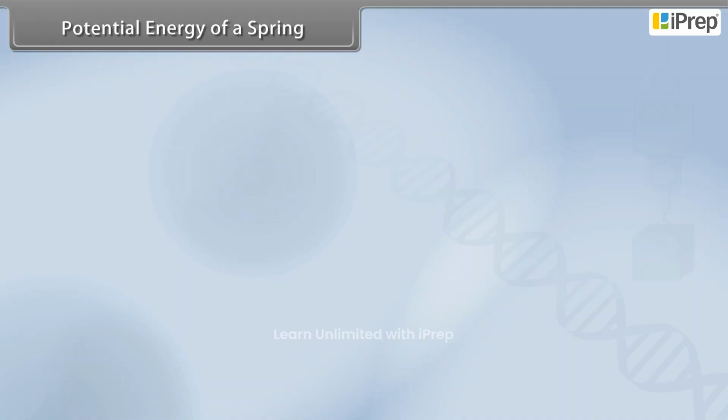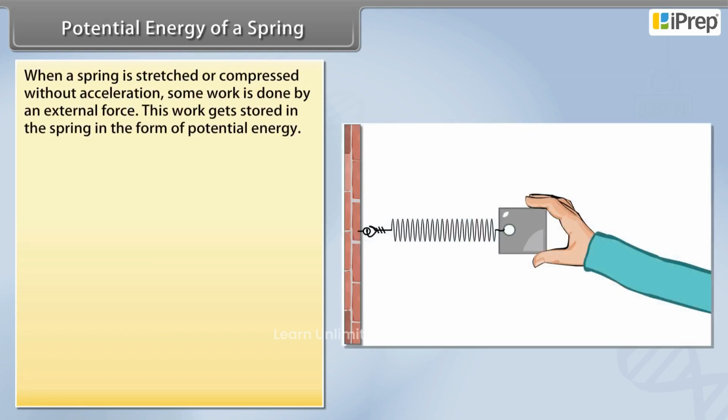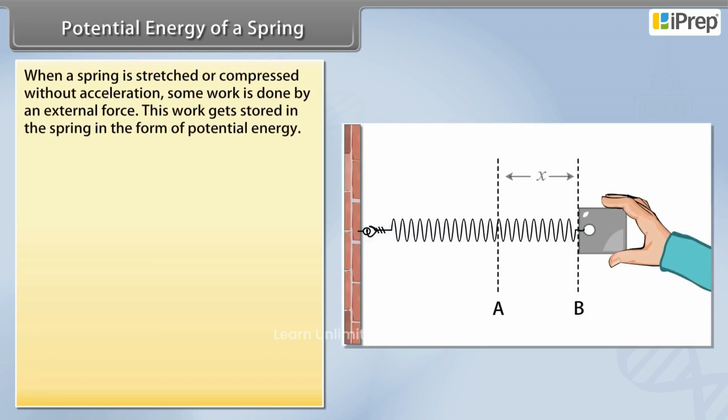Potential energy of a spring. When a spring is stretched or compressed without acceleration, some work is done by an external force. This work gets stored in the spring in the form of potential energy.